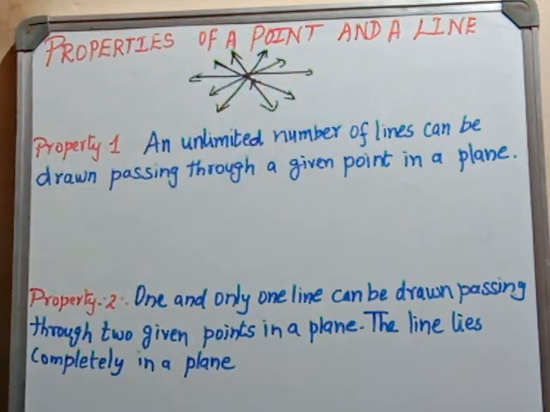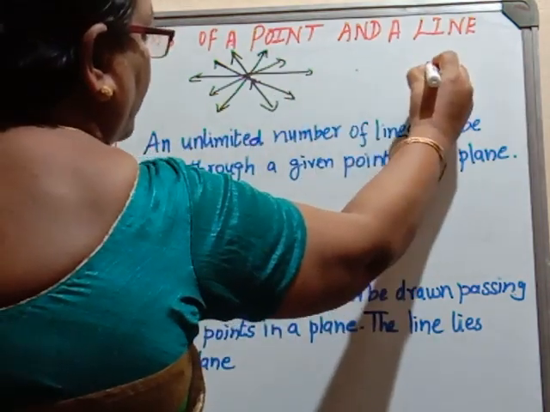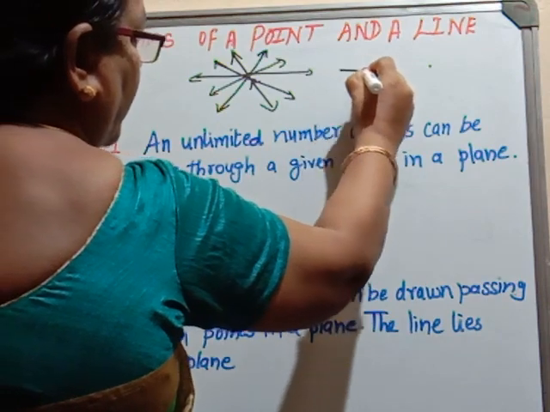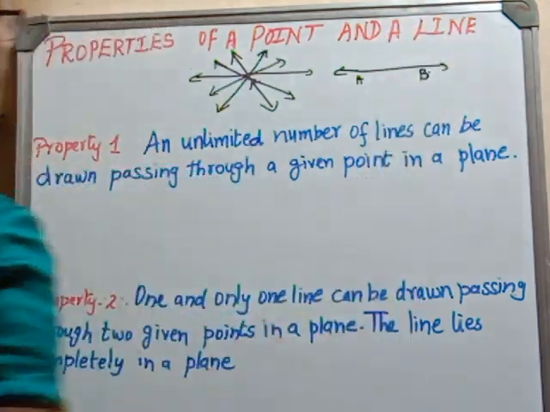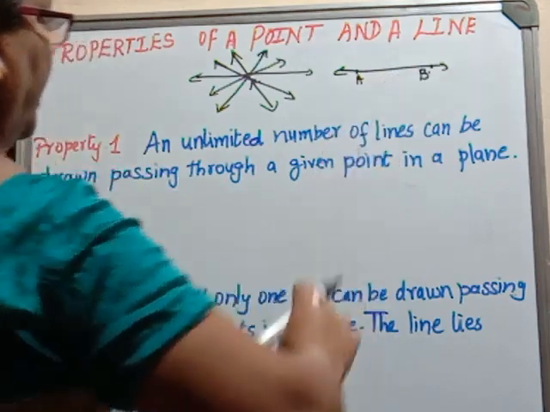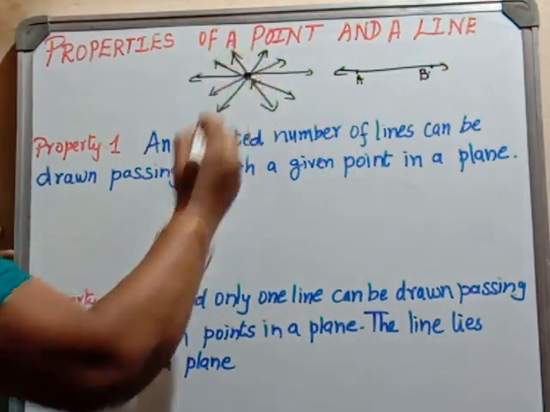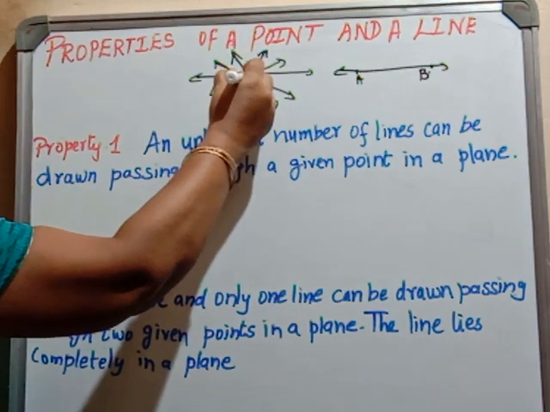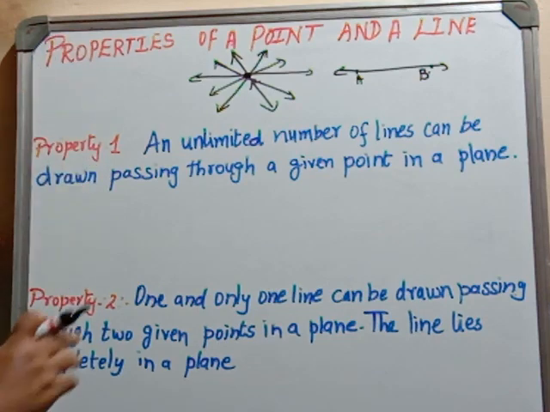Through one point we can draw as many lines as we like. Now here I am keeping 2 points. With the help of these 2 points, how many lines can you draw? Only one line. Understand, children? If the 2 endpoints are there, you can draw only one line. But if you want to draw lines passing through one point, you can draw as many lines as you can. Understand? Now we are going to learn about the properties of a line.